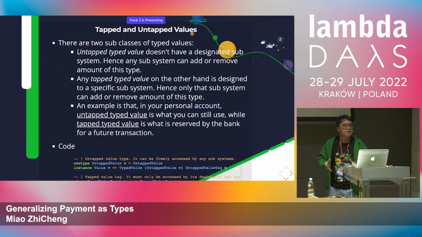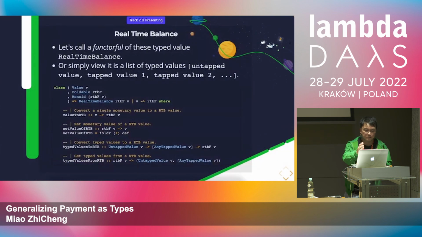So untapped is the one that all the subsystems can use freely. It's just there. And tapped is the one that a certain subsystem takes hostage of, and it will keep it for a while until you can use it. Unfortunately, the code got cut off, but I don't think the details matter much. You just know that there are two types of values in general.